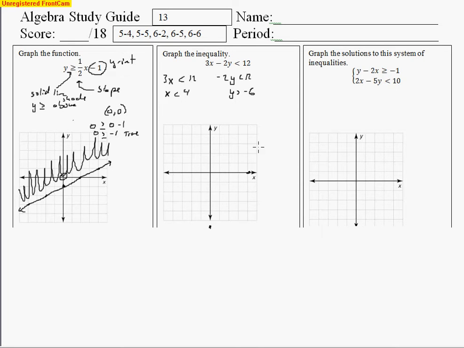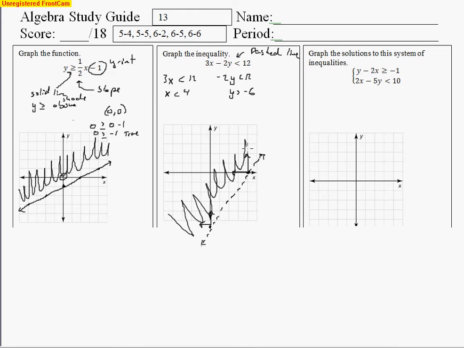And then this time I have a dashed line. So it's not equal to, so we're going to use that dashed line to represent that the points on the line are not solutions. So that's what that ends up representing. From there I need to figure out the shading. It says x is less. Less means I would shade to the left of this line. And then over here, this should agree. So let's see if it does. Y is greater. Greater means above. So I end up shading above this line once more.